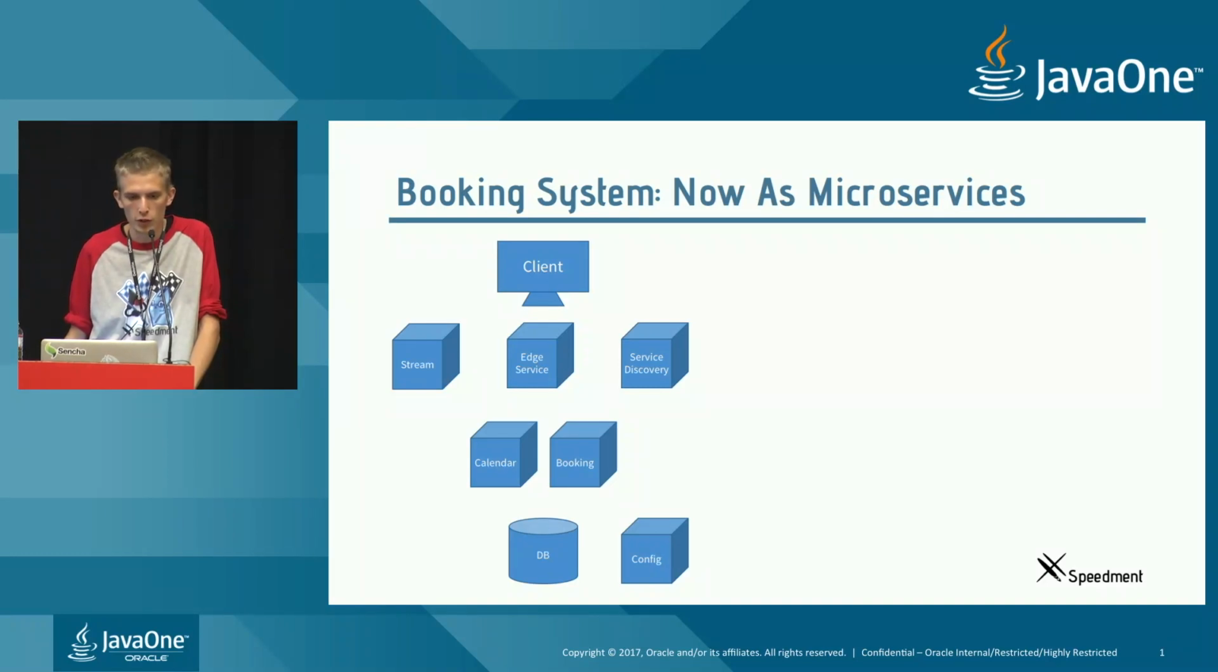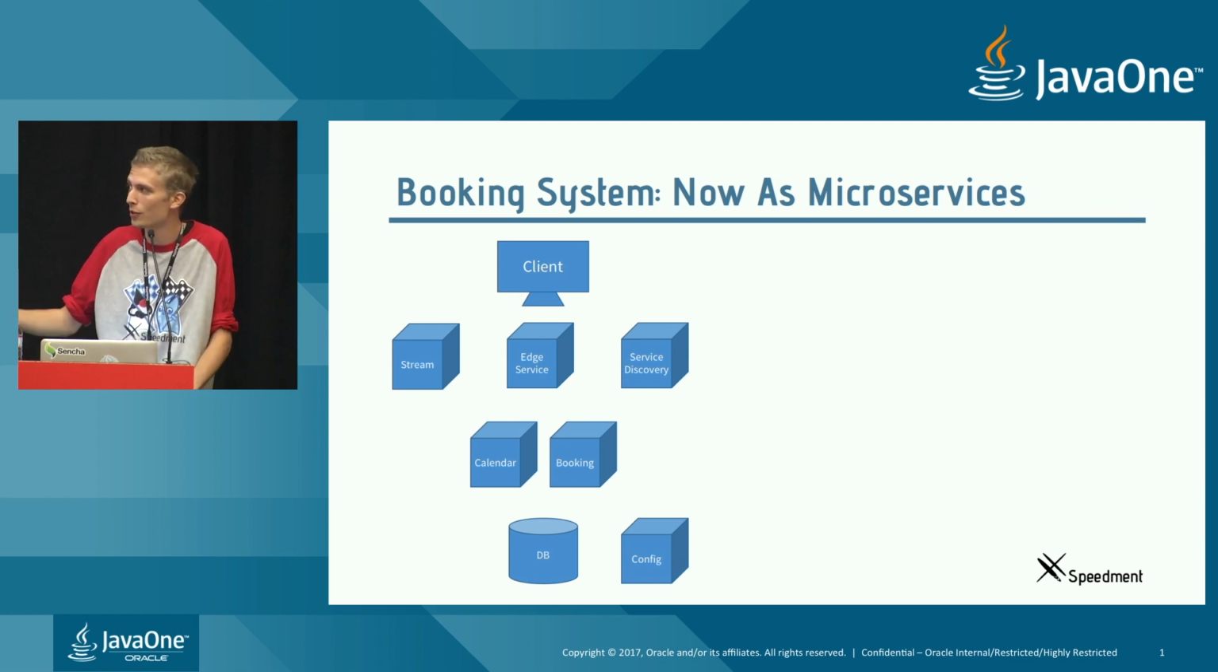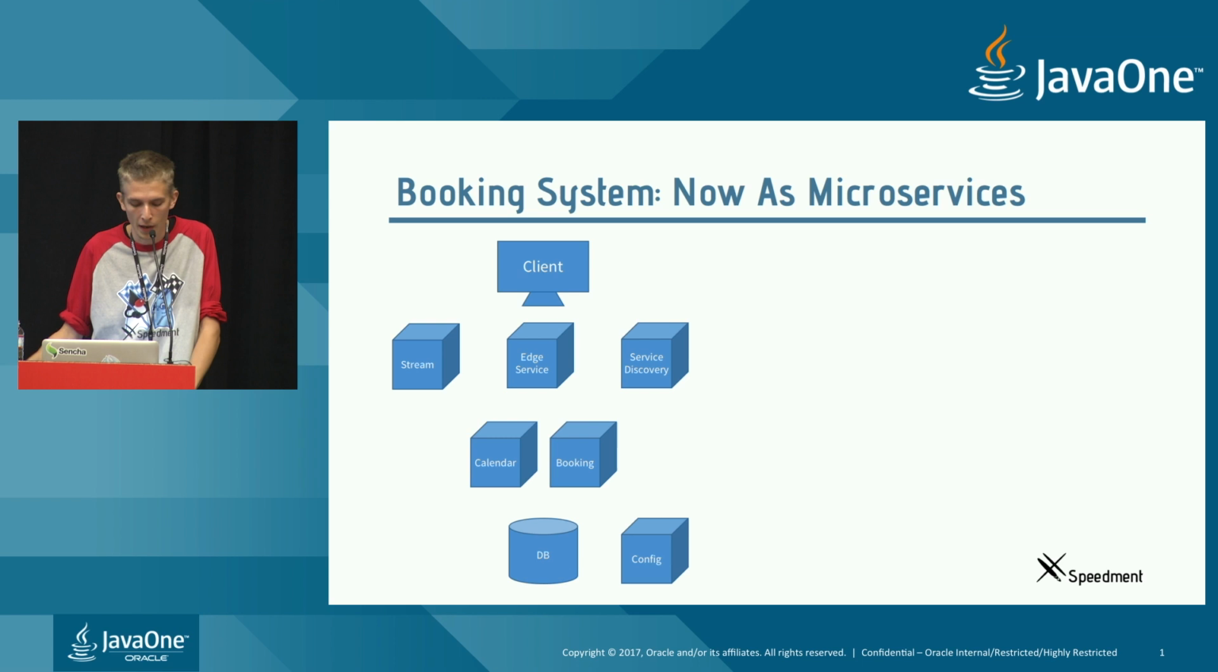So at first, when you just visualize an event source system like this booking system, it looks a lot more complicated than it did when we had the monolith. So you can see that I have mapped out the client, in this case, the end user. And I've mapped out an edge service. We have a service discovery service. We have some kind of streaming service. We have what we call a calendar and a booking service, which are the read and the write services. We have the DB, and then we have a config service that stores configuration settings all over the place.